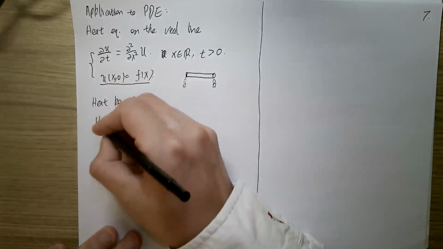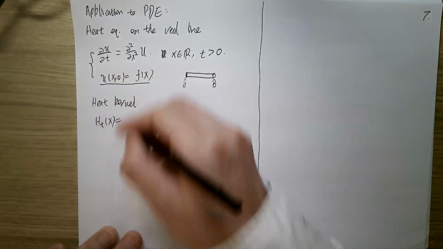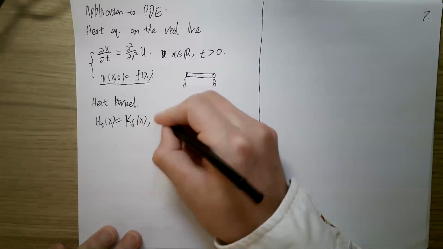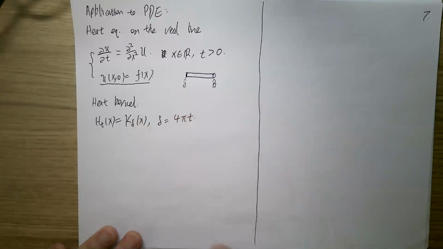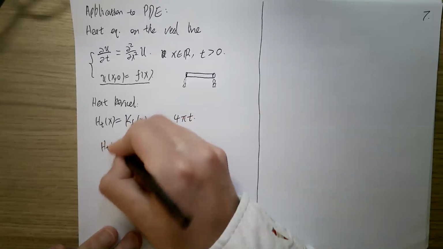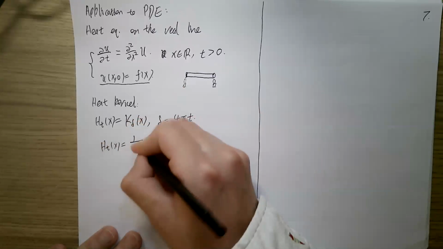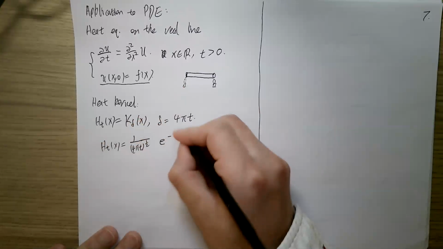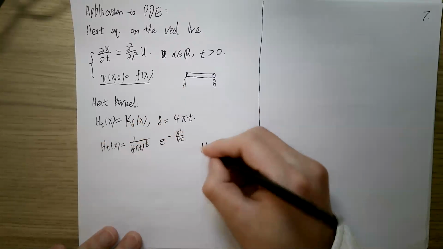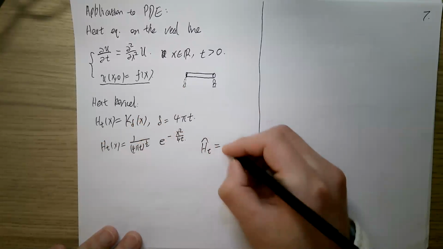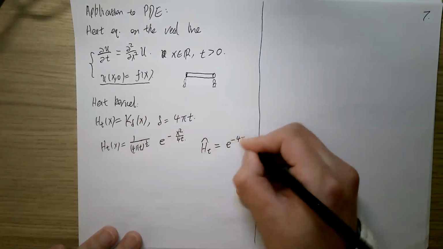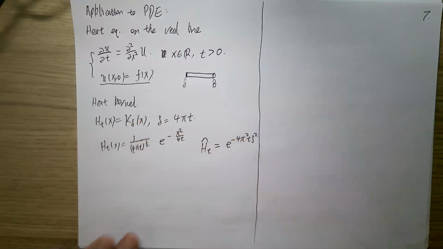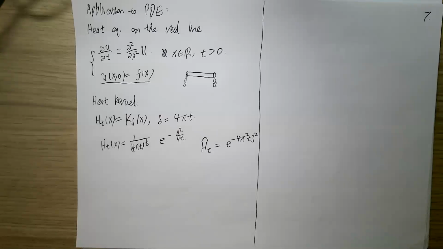Which looks like this. H_t(x) is K_delta(x), where delta equals 4 pi t. So H_t(x) equals 1 over (4 pi t) to the power one half, times e to the power minus x squared over 4t. This is the so-called heat kernel, and the Fourier transform of this heat kernel is equal to e to the power minus 4 pi squared t xi squared. Okay? And we are going to use it.